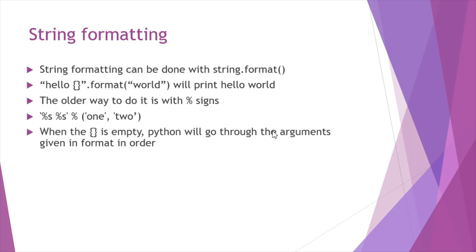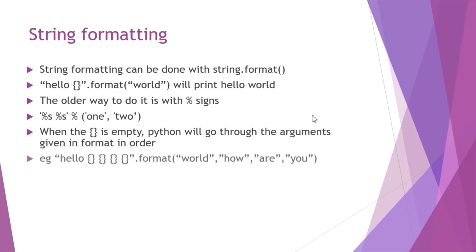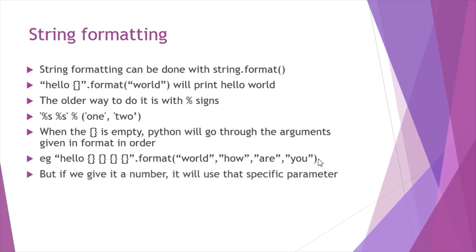When the placeholder is empty, Python will go through the arguments given in order. So basically there's only one here, it'll just put world in there. And as you can see, we've got hello and then 1, 2, 3, 4. And then we've got 1, 2, 3, 4 in here, so it'll just print hello world, how are you? And that's the automatic way of doing it. There's also a manual way of doing it, which is we can give it a number.